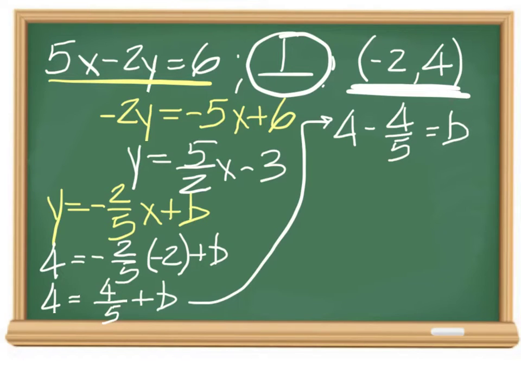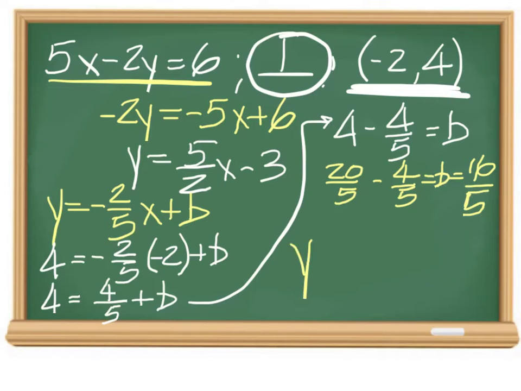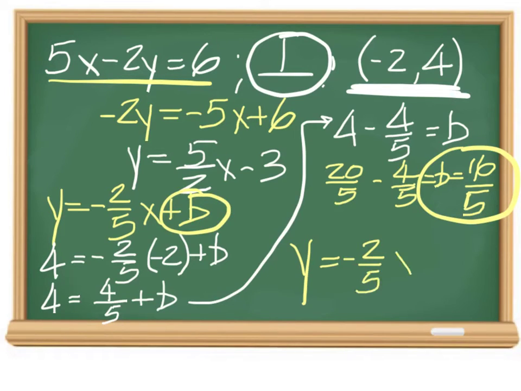You have to have a denominator of 5 in order to subtract. So when you have a denominator of 5 for the 4, it's going to be 20 over 5. Minus 4 over 5 is 16 over 5. So y equals, and plugging this back into here, y equals a negative 2/5 x plus 16 over 5.